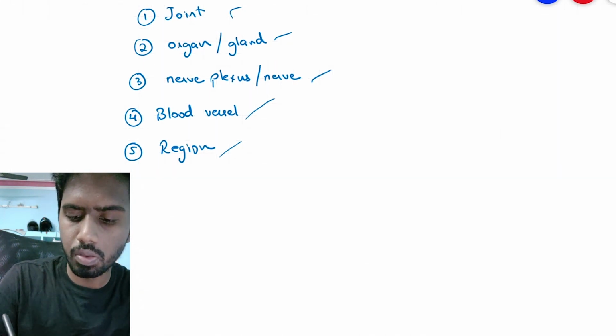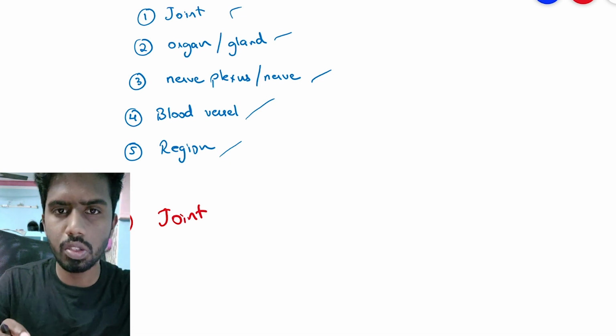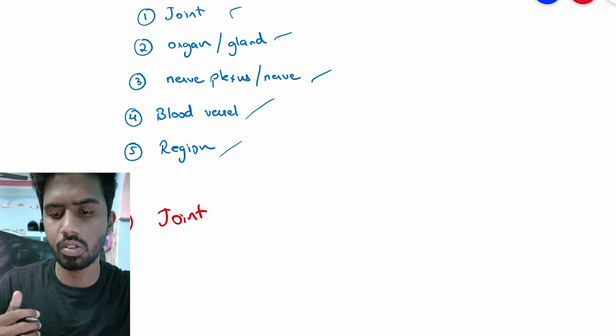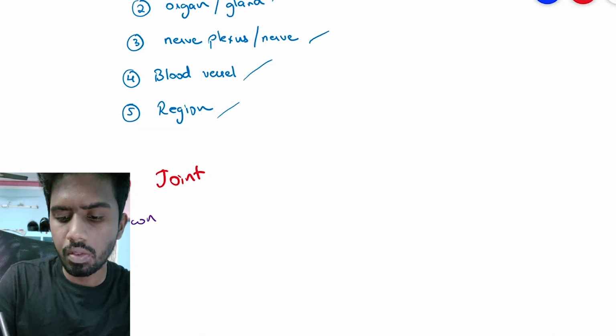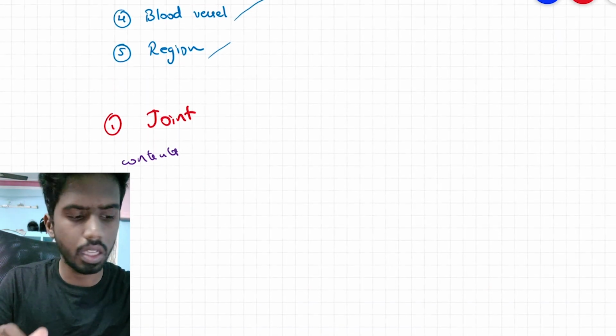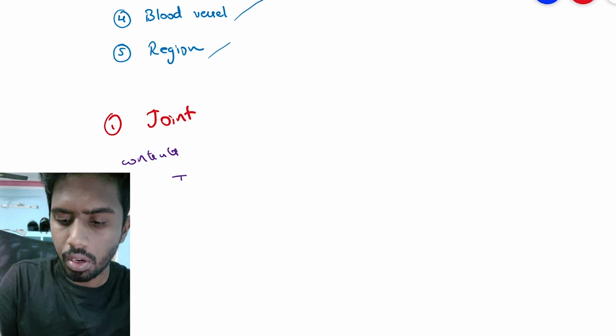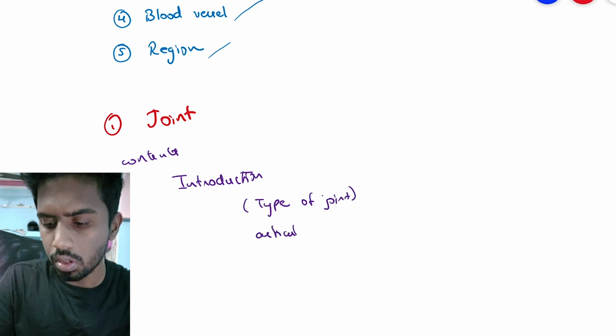So the first one would be joint. For any essay, on the first page you should write all the contents of your essay, so what all you're going to write. That would be your contents where you mention all the headings you're going to write under in the essay. That will include the introduction, which will explain about the type of joint and the articulating bones in the joint.